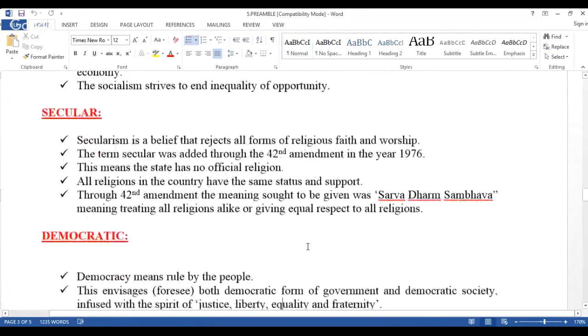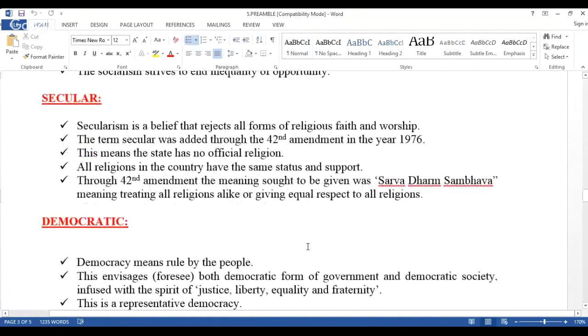Next one is secular. Look at this. Secularism is a belief that rejects all forms of religious faith and worship. I told you already, equal respect for all the religions, or rejecting all the forms of religious faith and worship. By removing that, everybody should be treated equally. This term was also added through the 42nd Amendment.